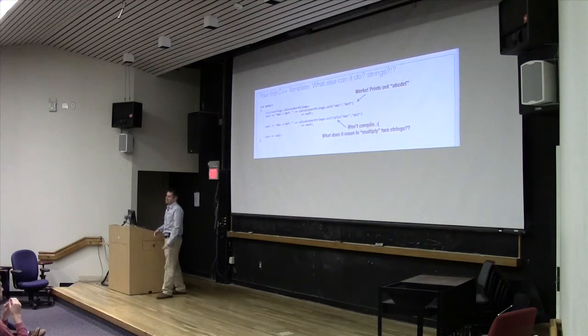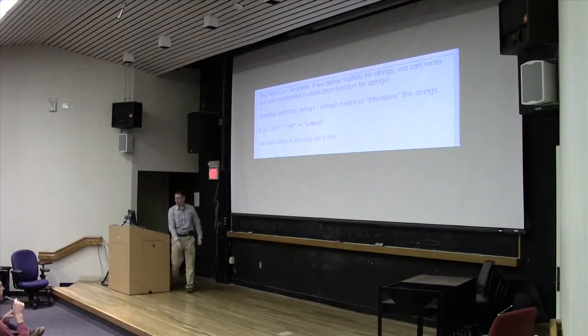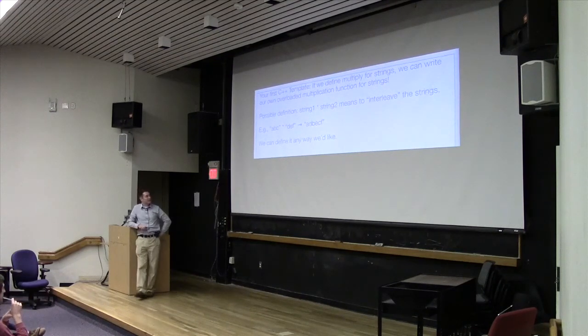So this morning I thought, I don't know what it means to multiply strings, but let's say that I can do this. I'm going to say that multiplying strings is the following. String 1 times string 2 is interleaving. If you multiply 2 strings together, you're going to interleave them. So ABC times DEF gives you ADBECF. Does that sound legitimate? We can say multiplication is that. Define it any way we'd like. Awesome.